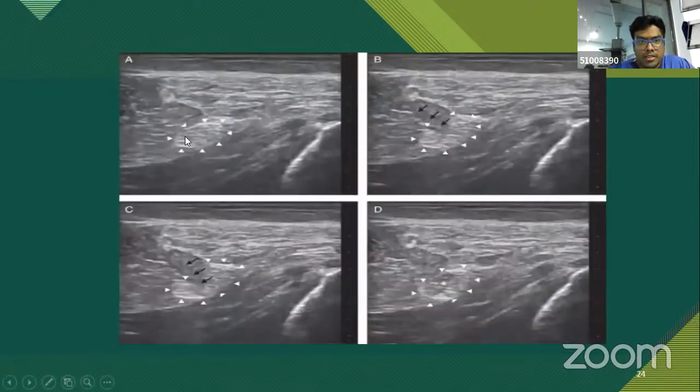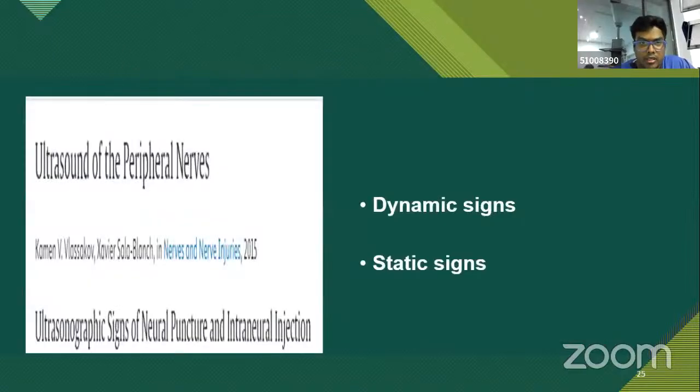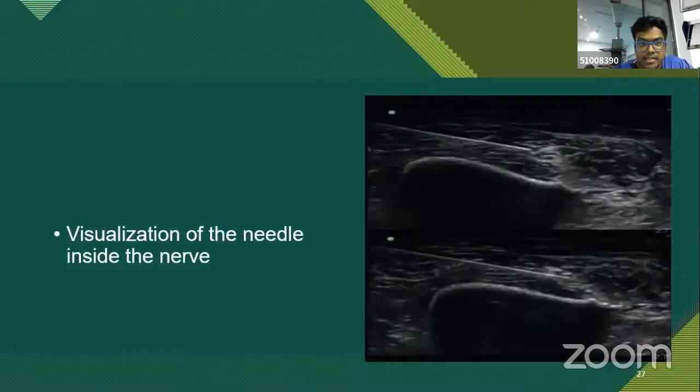Now this is how it is. This is the nerve and this is the needle. You can see the penetration of the needle. This is the increase in the surface area of the nerve post block, intraneural injection. Now there is this article, ultrasound of the peripheral nerves, which described intraneural injection with dynamic signs and static signs. Dynamic signs, one is the visualization of the needle inside the nerve, which is the most important criterion.